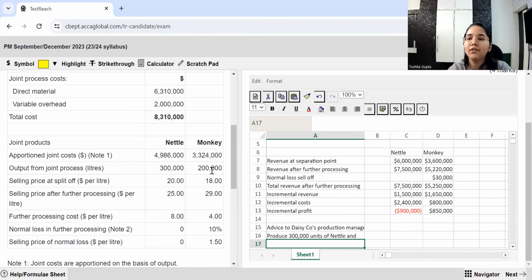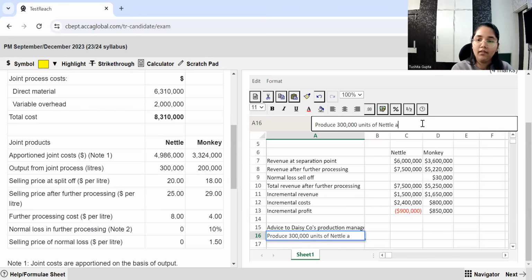So 10% of 200,000 will be 20,000, and that will give me 180,000 units of monkey plus for my optimal production plan. So this is the advice that we will be giving them. They will produce 200,000 liters of monkey, and then they will process that further and make 180,000 units of monkey plus.